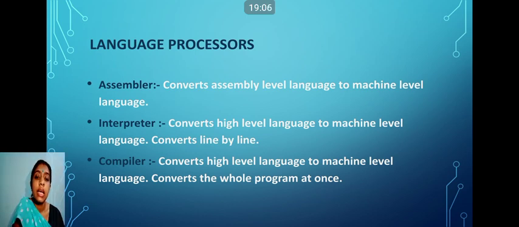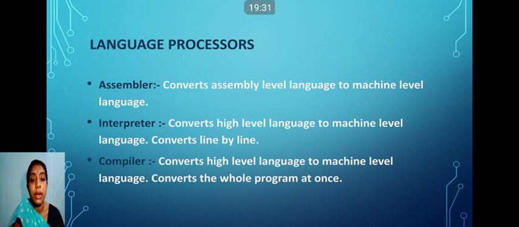Then comes the compiler. Compiler converts the high level language to the machine level language. It's the same work it's doing, but what is the difference? The difference is that the compiler converts the whole program together at once. Means it reads the whole program and then starts translating and executing.